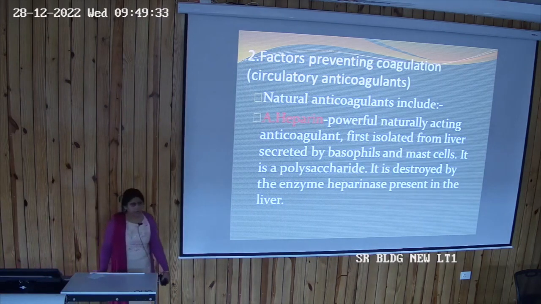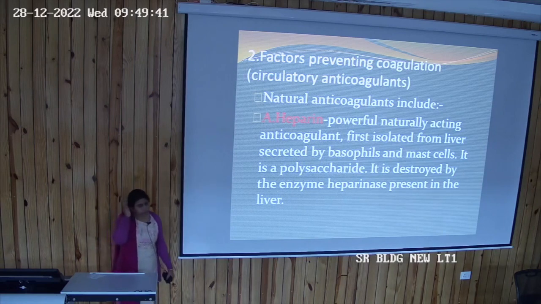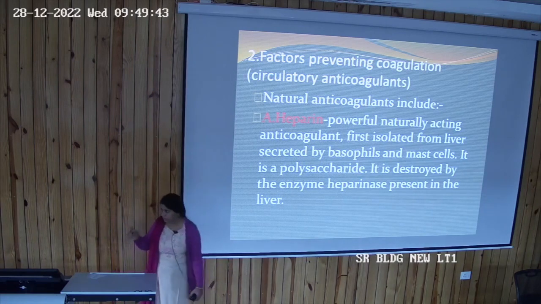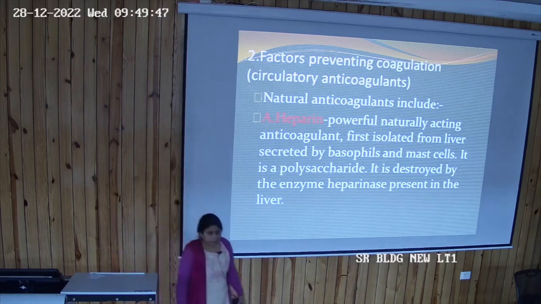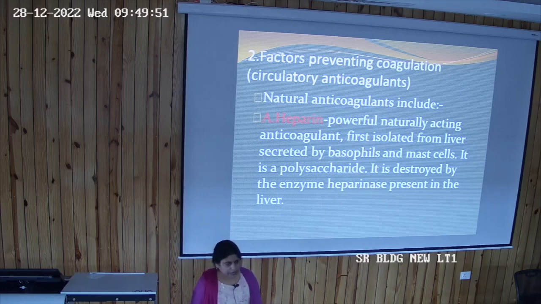Platelets, we'll do platelet count. Right now we are doing RBC count. Then we'll do platelet count. What is the range of platelet count? 1.5 to 4 lakhs cells per cubic millimeter of blood.